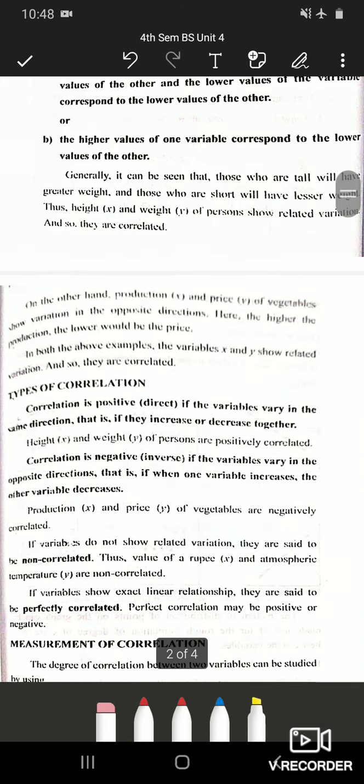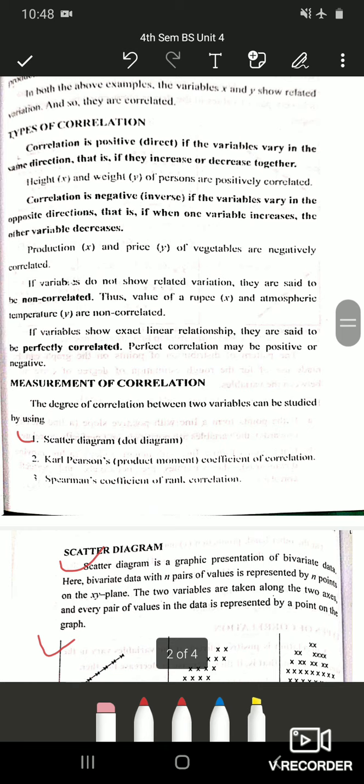So in the next class we will study the next measurement of correlation, that is Karl Pearson's coefficient of correlation. So that's it for today's class.